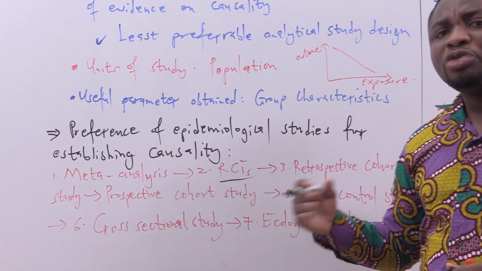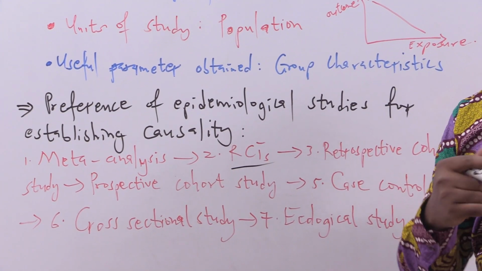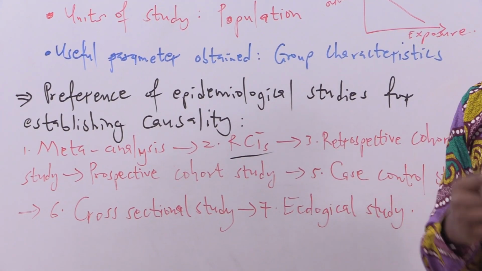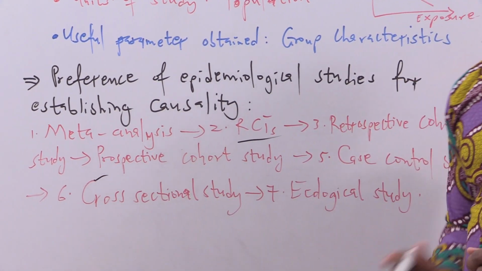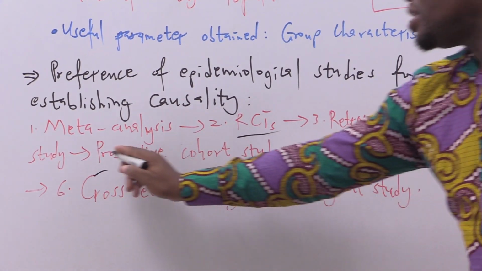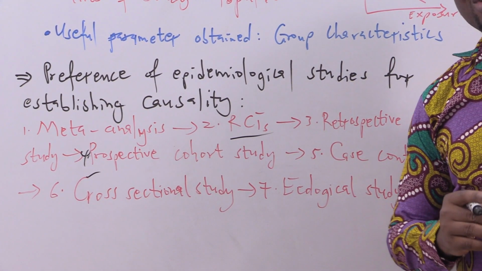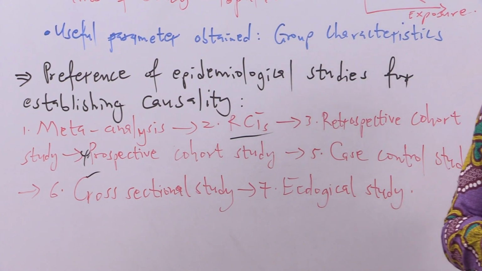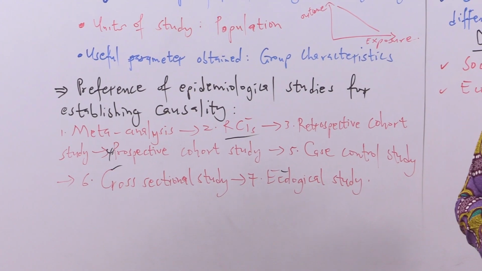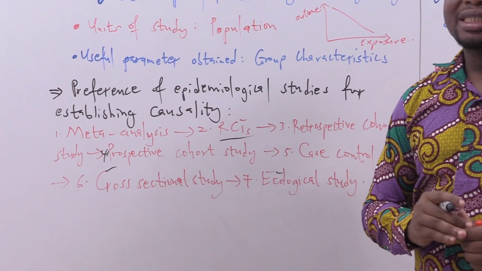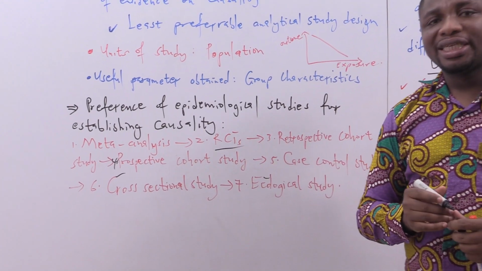The third one is going to be retrospective cohort study, also referred to as the non-concurrent or historical cohort study. Then the fourth one is the prospective cohort study, also referred to as the concurrent or current cohort study. The fifth one will be the case control study. The sixth will be cross-sectional study, and the seventh, which is the least, will be the ecological study.